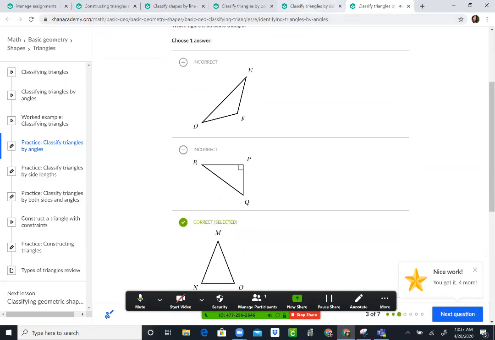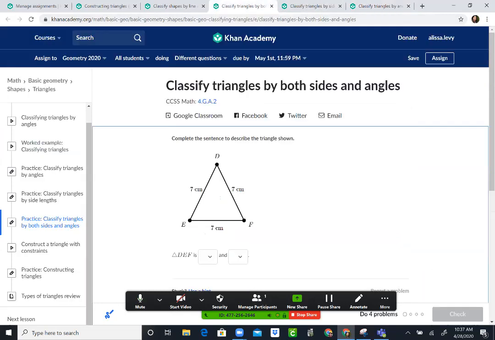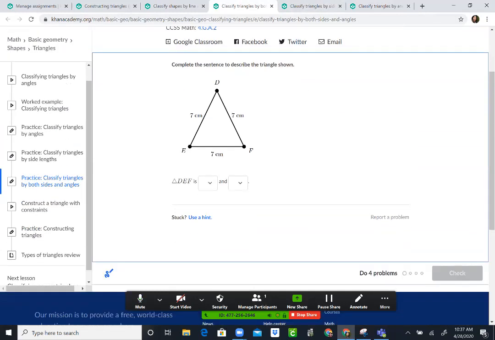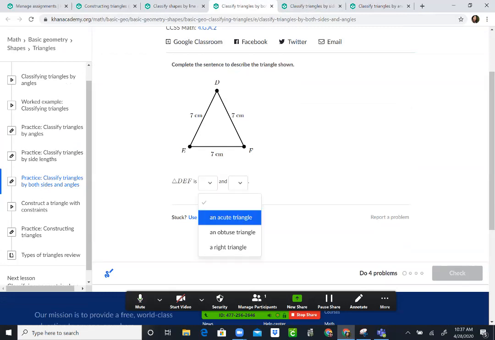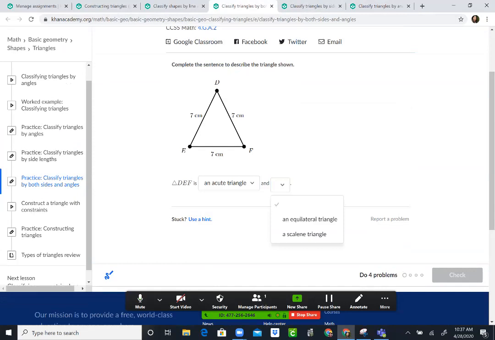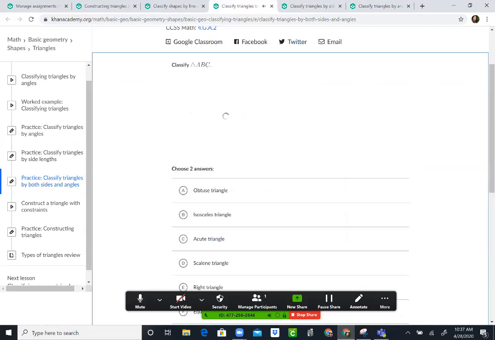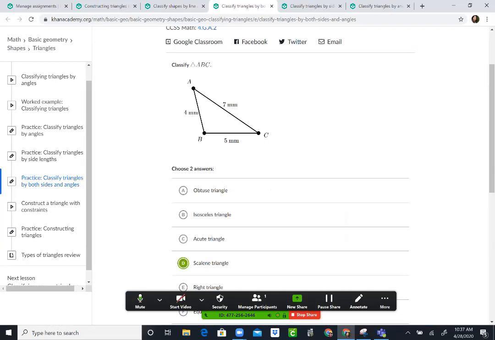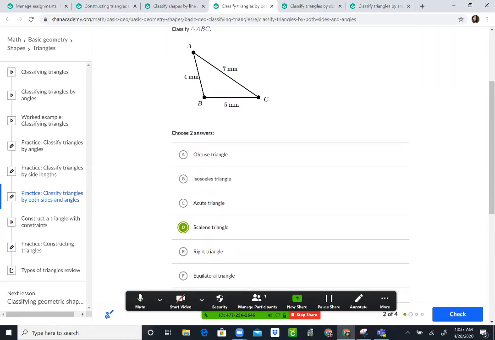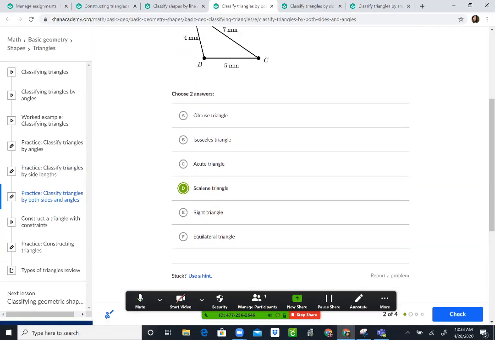And then once we've learned sides separately and angles separately, we can combine it into this last Khan Academy, classify triangles by both sides and angles. This one is going to be obviously equilateral because all the sides are the same. And then in addition, it's going to be acute because all the angles are less than 90. And we could do one more. It says classify triangle ABC. All the sides are different, which makes it scalene. But then we also have to choose something based on its angles. It looks like it has an obtuse angle at B, so it'd be an obtuse triangle.